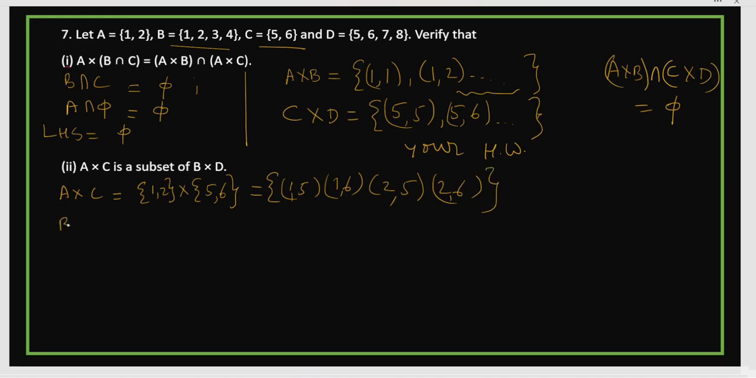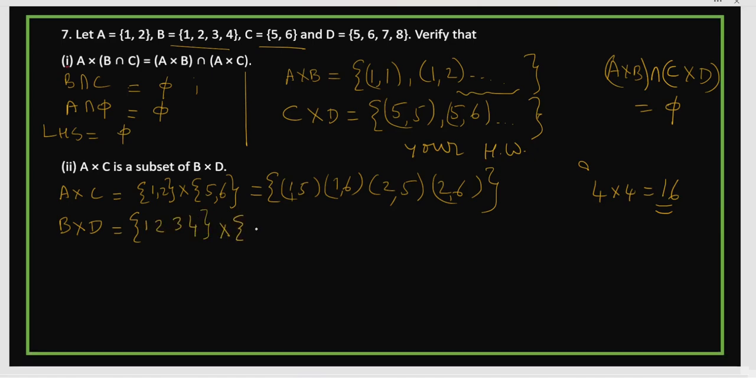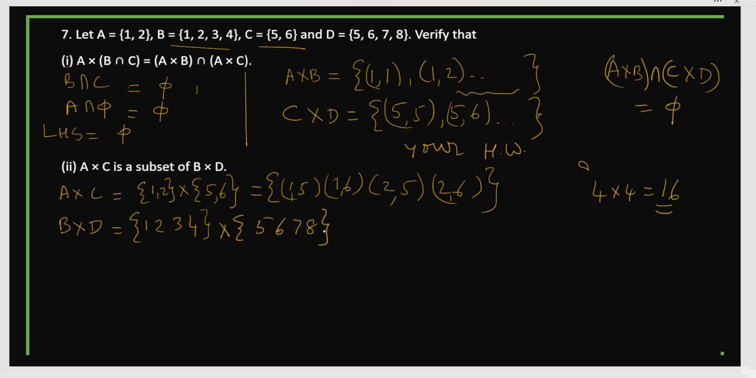So what is B cross D? How many elements will be there here? B is having 4, D is having 4. So how many elements will be there? Just you tell me, 4 into 4, 16 elements will be there. You have to write 16 ordered pairs here. Remember that. So B is 1, 2, 3, 4, cross D is 5, 6, 7, 8. I'm leaving out the commas.